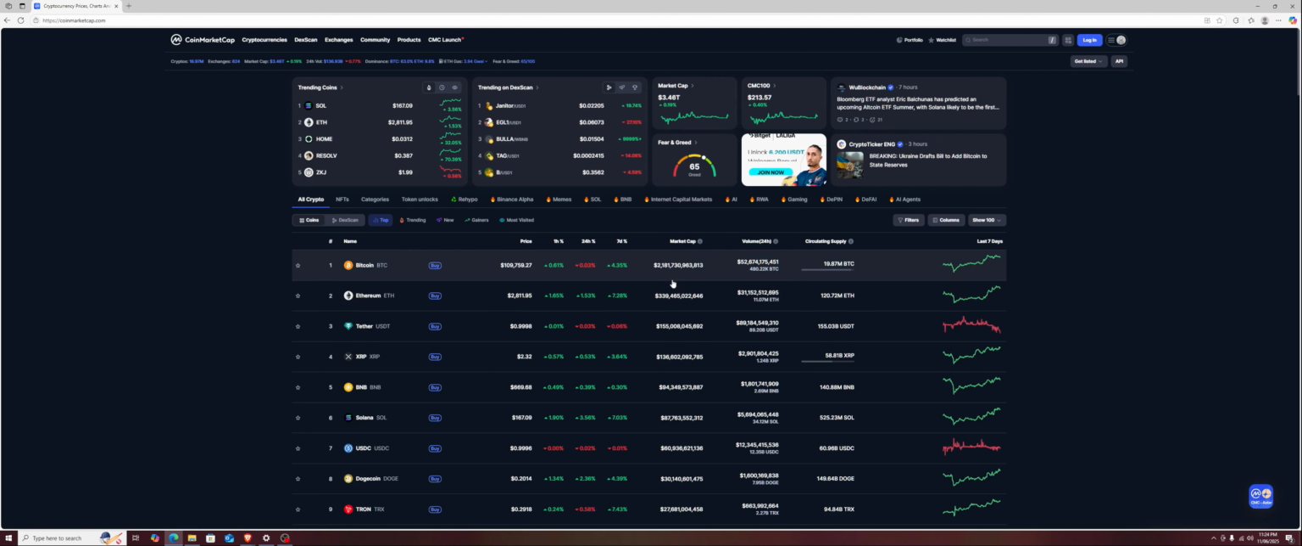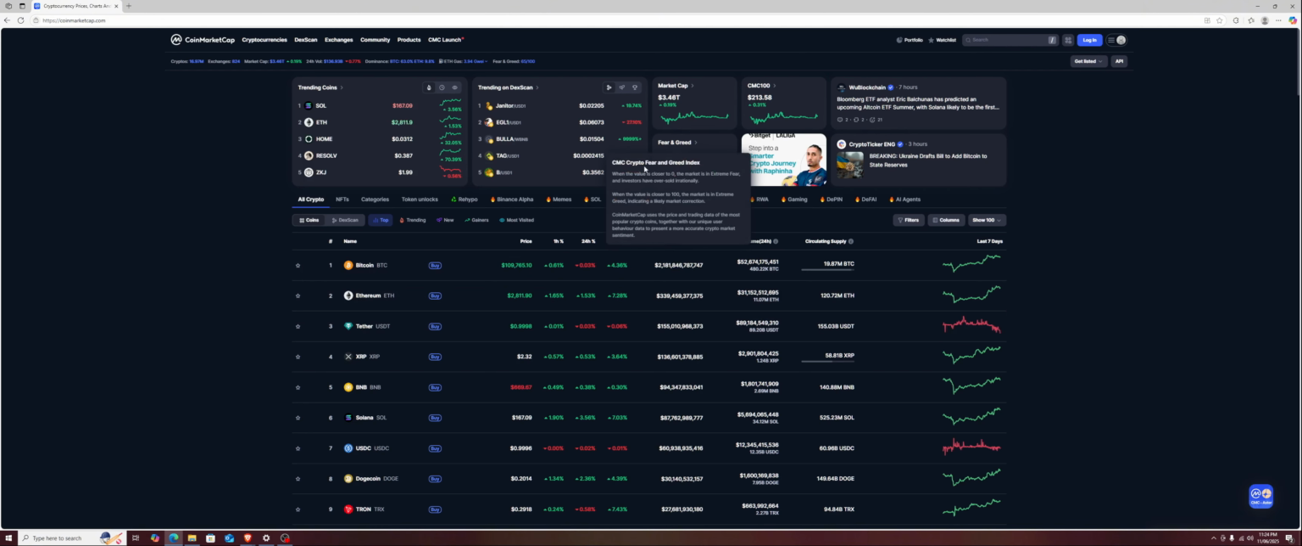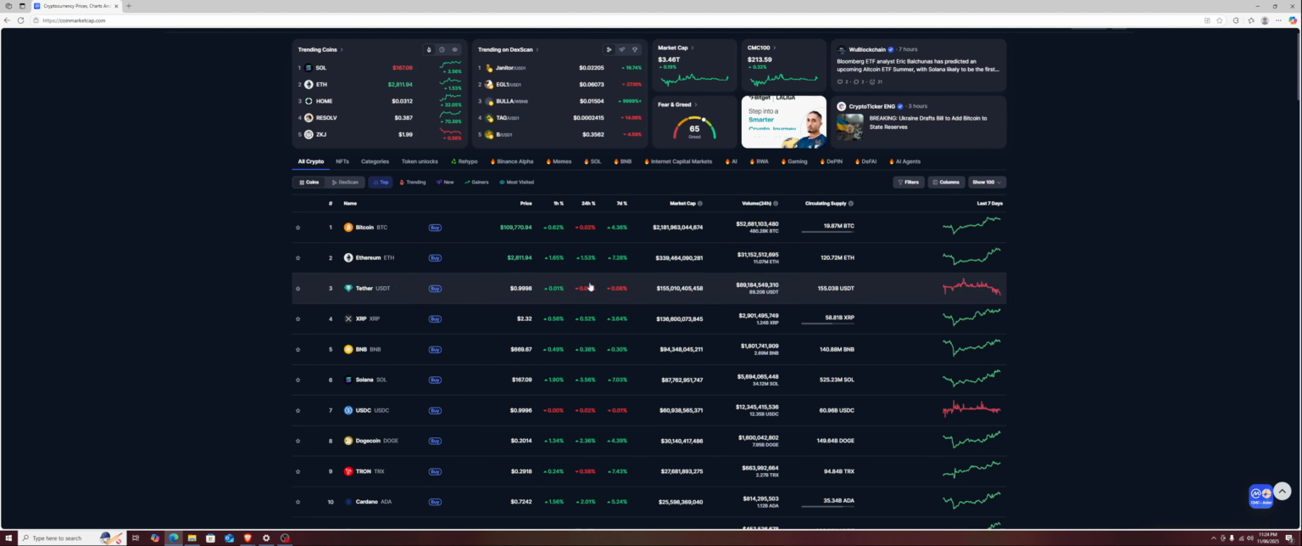All right. So the first thing I'm going to tell you about on this website, you can check this fear and greed index. This actually tells you about the sentiment in the market at this moment. You can see pretty much everything is green at this point in the last 24 hours or so, or even the 7 days.